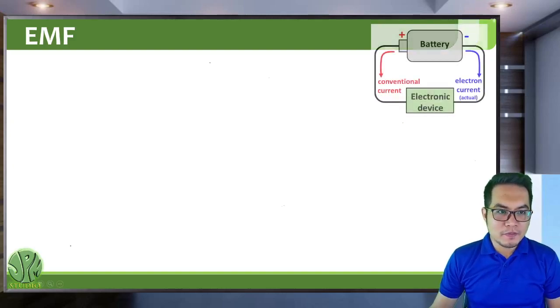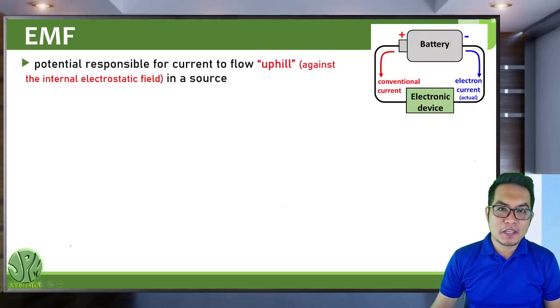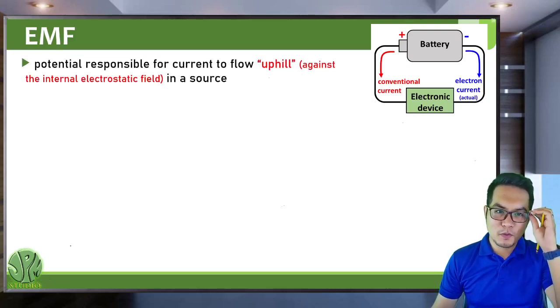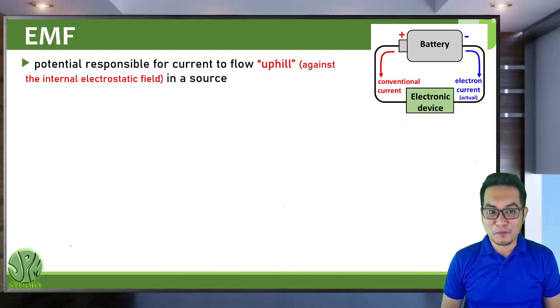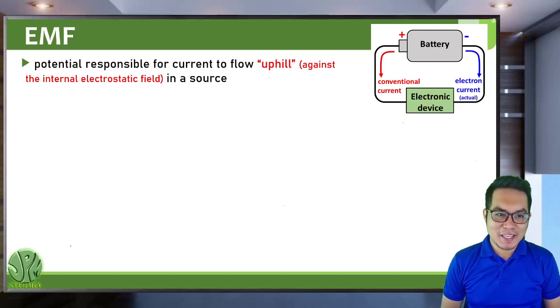EMF is the potential responsible for current to flow uphill inside a source. EMF was originally the abbreviation for electromotive force, but as you can see, it's a potential quantity, meaning its unit is volt. So it's not a force.